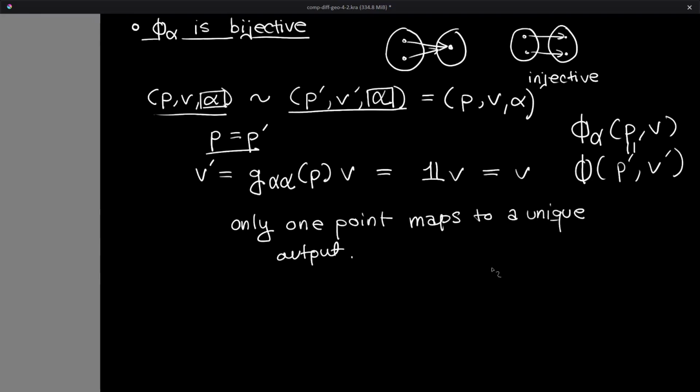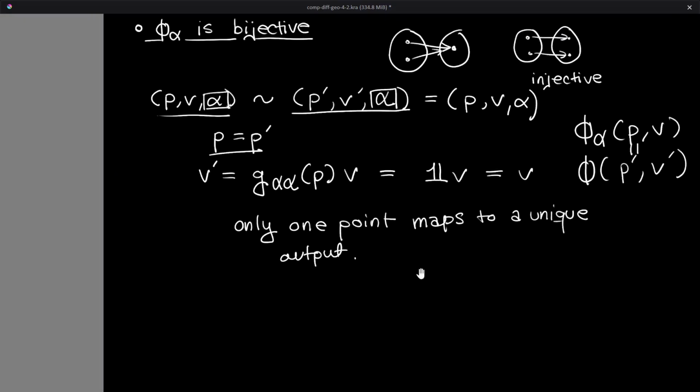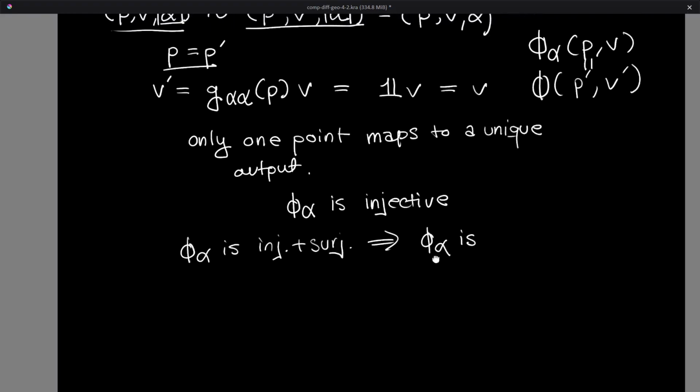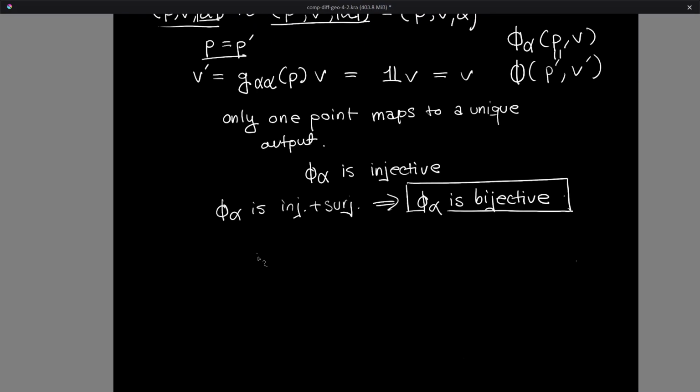So then at the end you just get that there's only one point, and so there's only one input for each output. So therefore, phi alpha is injective. So if phi alpha is injective plus surjective, that means that phi alpha is bijective. So that is the result that we're looking for. So that's good because that means that phi alpha exists, or phi alpha inverse exists.